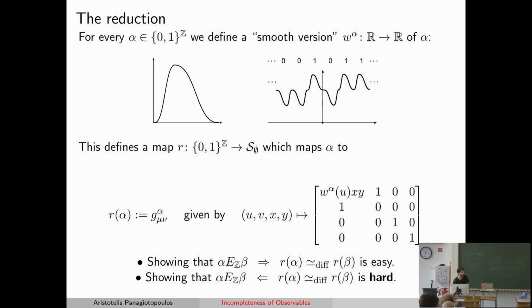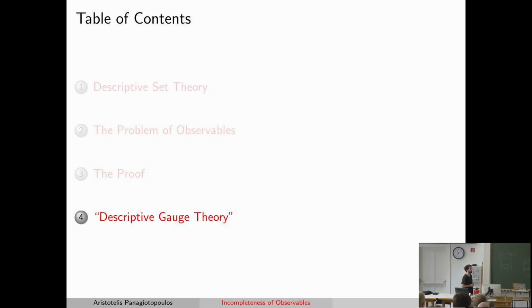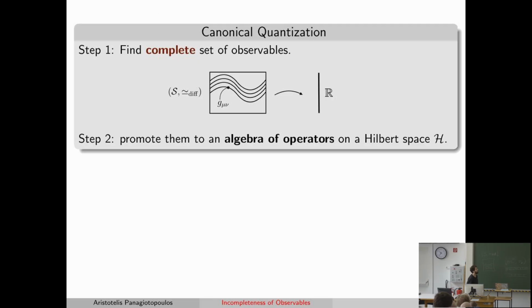If I have three or four more minutes, maybe I want to say a few more words about future directions. It seems to me that some of these ideas coming from descriptive set theory, but also from the problem of observables, point in the direction that there should be some uniform research program here. Maybe let me call it a descriptive cage theory, right? So here's the idea, the premise. We discussed how complete sets of observables are useful for canonical quantization.